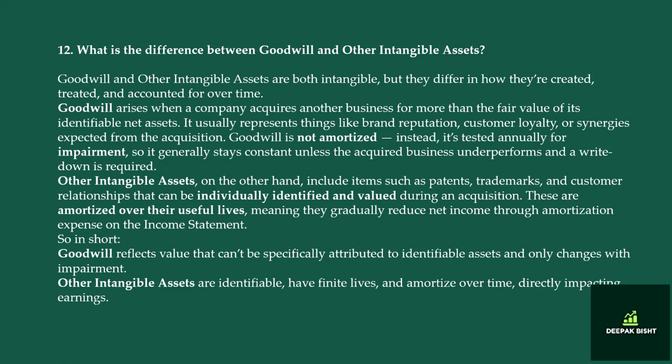We do not amortize goodwill; we test it annually for impairment, and therefore goodwill usually remains constant for years. Other intangible assets actually have a finite life and are amortized over that useful life. Some intangible assets, like certain trademarks, have an indefinite life. They are not amortized, but they are also tested for impairment, just like goodwill.